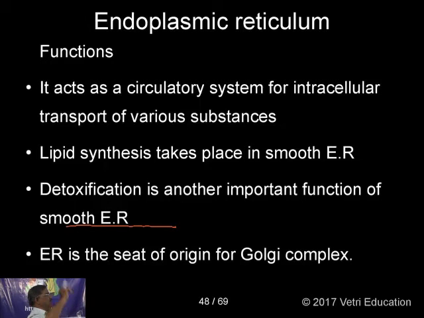Next, it acts as a circulatory system for intracellular transport of various substances. So the endoplasmic reticulum, just like tube-like structures, connects the different parts. So it is used as a circulatory system for intracellular transport of various substances.